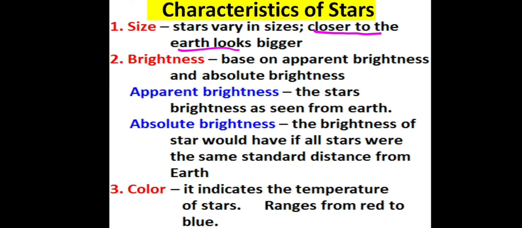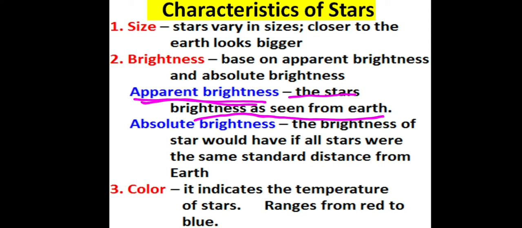The second characteristic is brightness. Now, brightness depends on two indicators. We have apparent brightness and absolute brightness. Now, the star's brightness as seen from the Earth is the apparent brightness. So, during nighttime when the sky is clear, you can see different stars with different brightness. Now, upon seeing those different brightness, those are the apparent brightness.